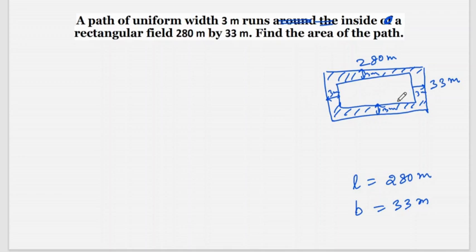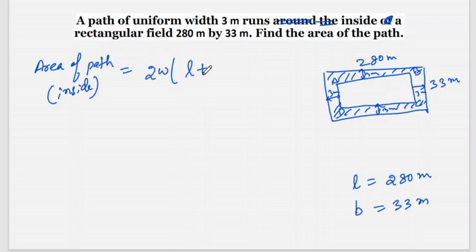You can easily find the area of the rectangular park, then find the area of rectangle ABCD and subtract it from the area of the park, and you will get the answer. But I am going to use the formula directly. So the area of the path, when it is inside, is 2W(L + B − 2W). If it is outside, it is plus 2W, and if it is inside, it is minus 2W.